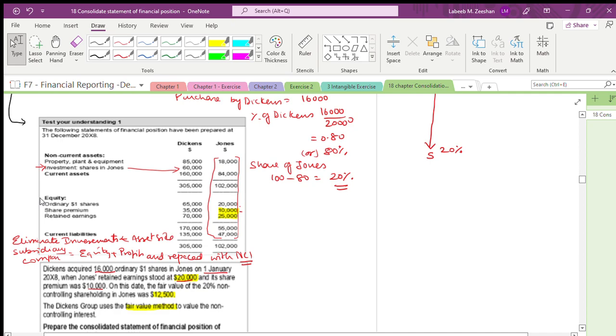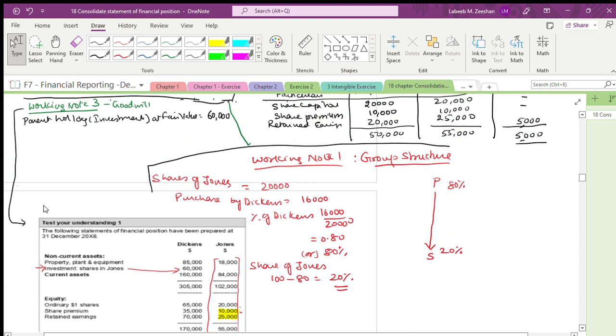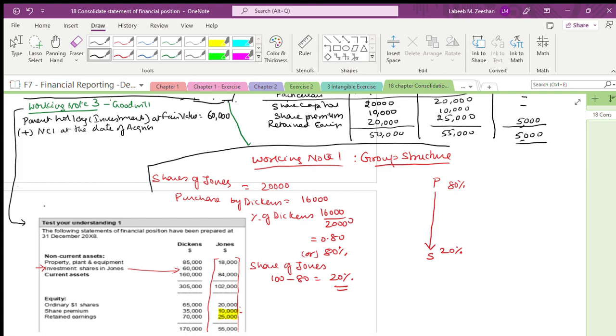How much? 12,500. They have mentioned NCI at acquisition. What do we have to do? We have to add non-controlling interest at the date of acquisition. Again, fair value only.